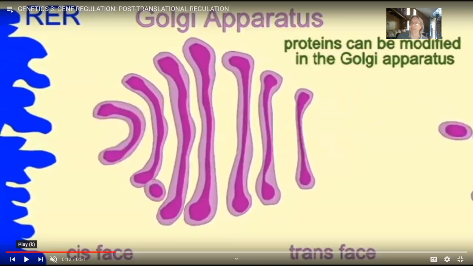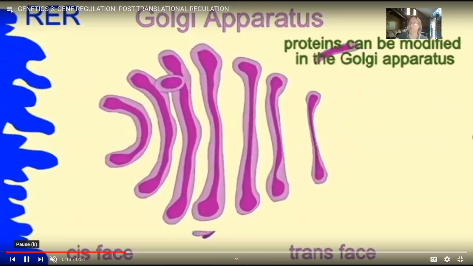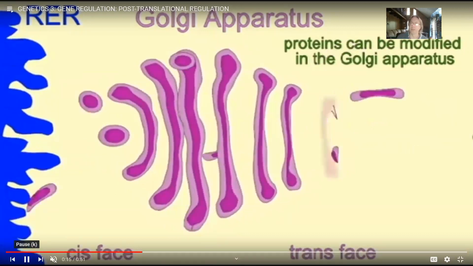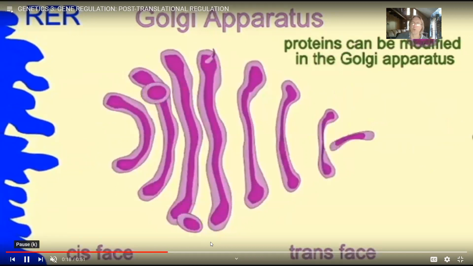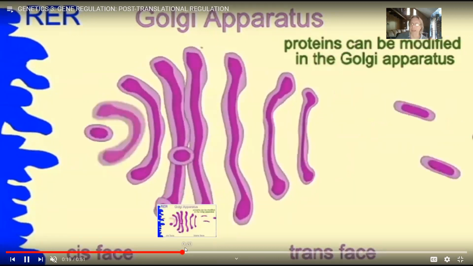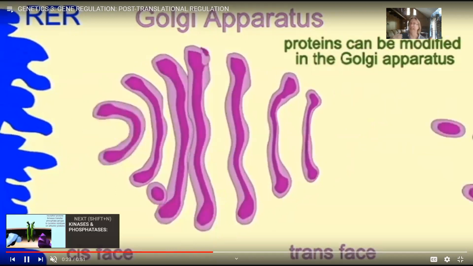So for example, in the case of insulin, when insulin is made, in translation, it's not functional. It has to be sent to the Golgi and a couple of amino acids removed from one end before it can be functional. Very often in the Golgi, sugar groups have to be added, and without these sugar groups, the protein is not functional. All right.